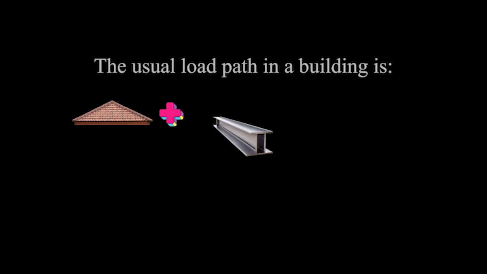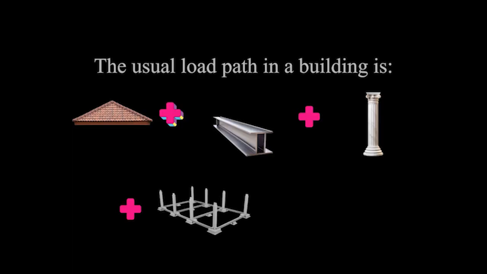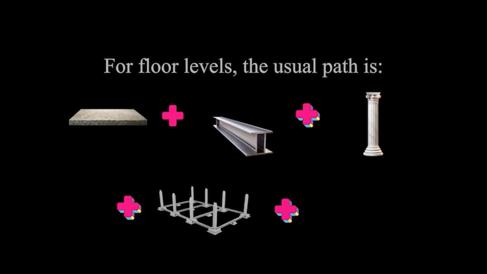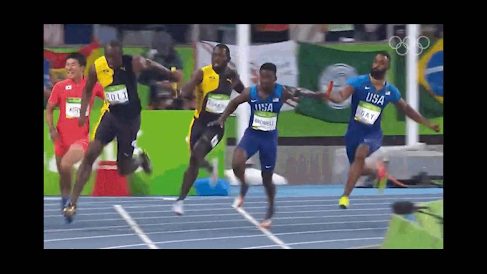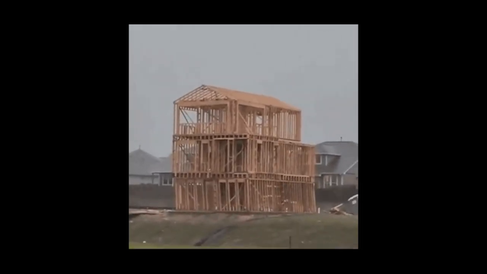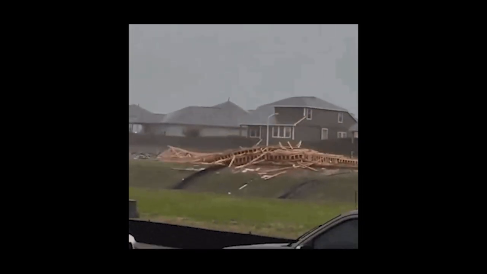The usual load path in a building is as follows: roof, to beam or truss, to column, to foundation, and to soil. For floor levels, the usual path is floor slab, to beam, to column, to foundation, and then to soil. Think of it like a relay race. If one member fails to pass the load properly, the entire structure may become unsafe.